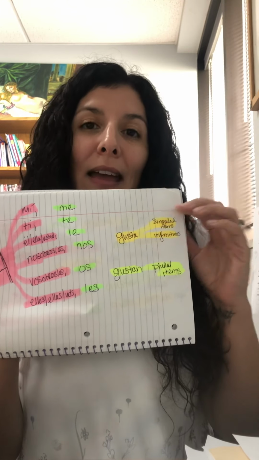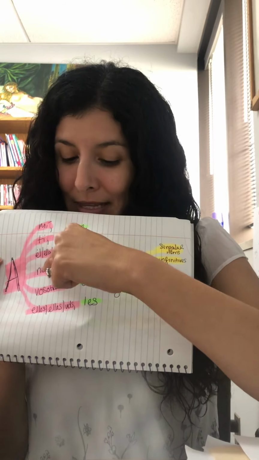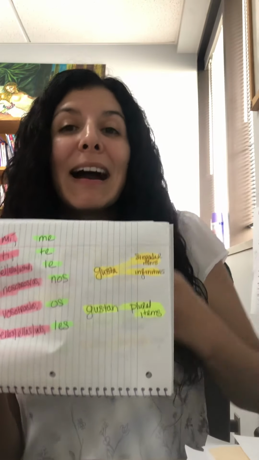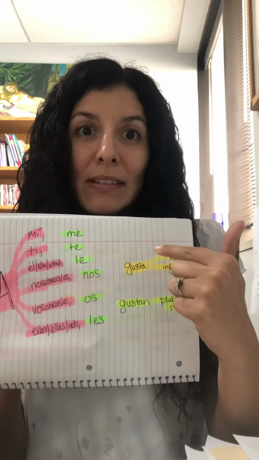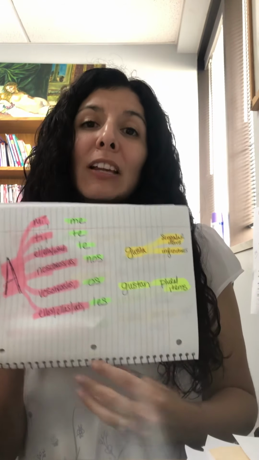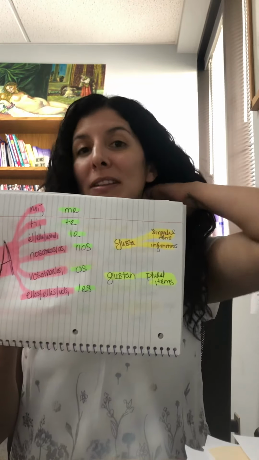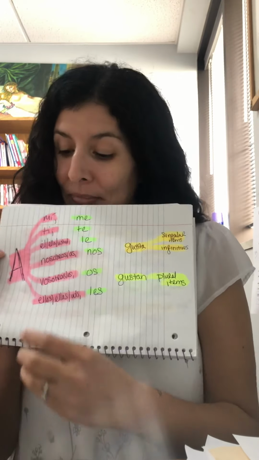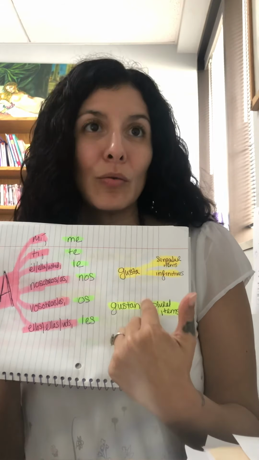So if you want to say you like, you have to say "a ti te gusta," right? If you want to say I like, you have to say "a mí me gusta," okay? You have to follow through with all of the information. So if you want to say something like my brothers like, right? I have to say "a mis hermanos les gusta."